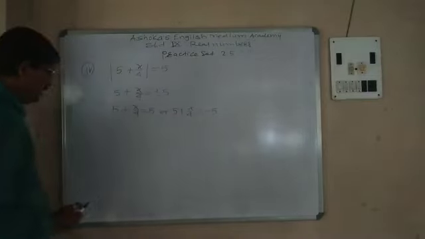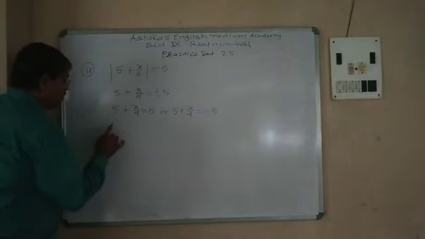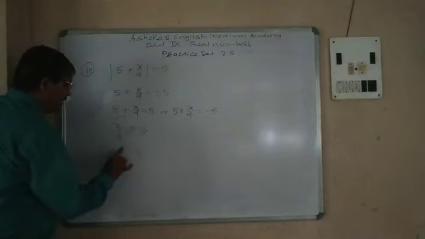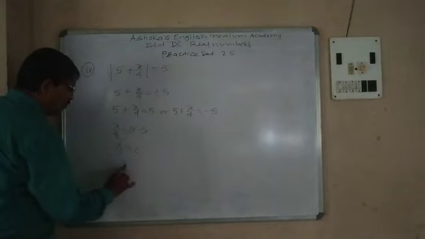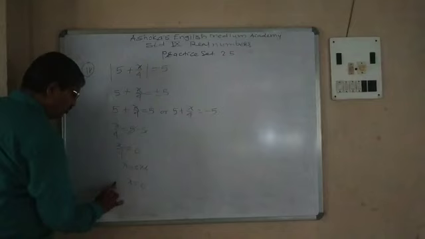Now this 5 goes to the other side. x upon 4 is equal to 5 minus 5. This 5 is positive, and when it comes to this side it cancels out to 0. x upon 4 is equal to 0. With 0 into 4, x is equal to 0 is the answer.